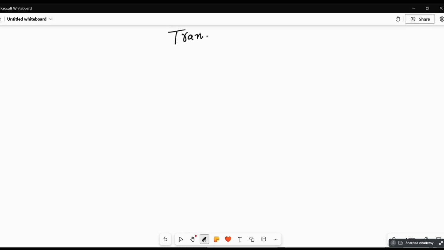Today we will study about the transportation part of the life process. Transportation part of the life process. So, transportation, why it is required?